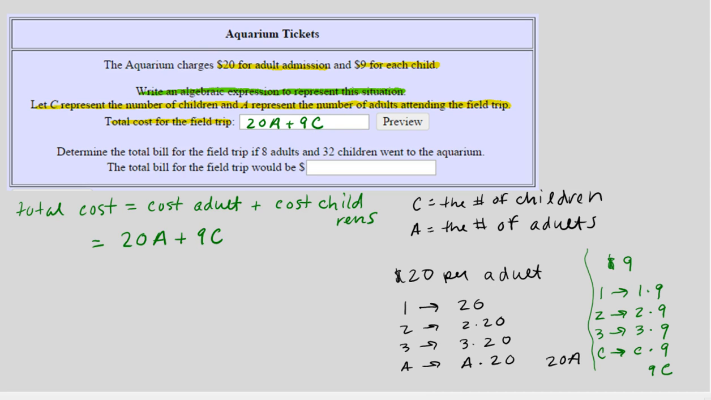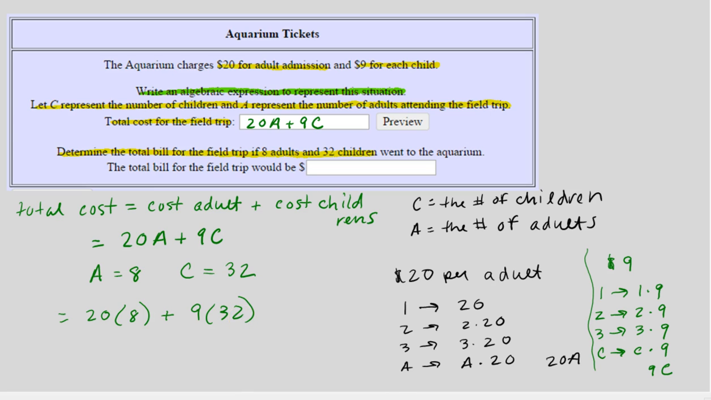Now there's a second question. It says determine the total bill for the field trip if 8 adults and 32 children went to the aquarium. So now we can use our formula with A equals 8, the number of adults is 8, and C, the number of children, is 32. This is why it's really good to have this written down so you can refer back to it. So now I'm going to replace A with 8 and C with 32 in parentheses: 20 times 8 plus 9 times 32.